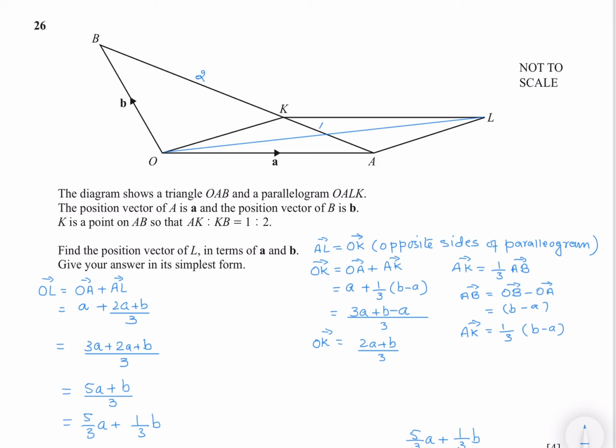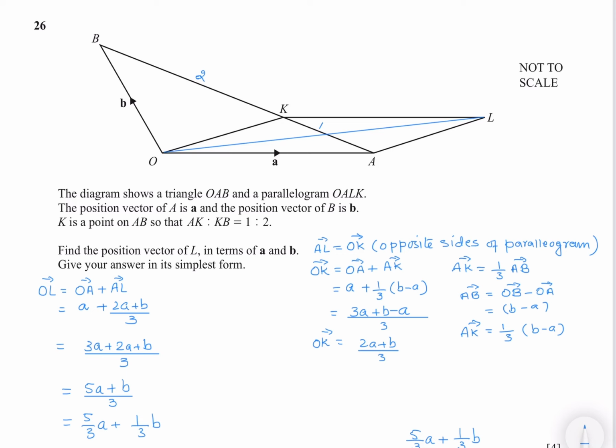So I wrote AK equals 1/3 of AB. So we have to calculate AB. AB equals OB minus OA. So OB is b, OA is a. So b minus a is our AB. So our AK becomes, AK equals 1/3 of b minus a.